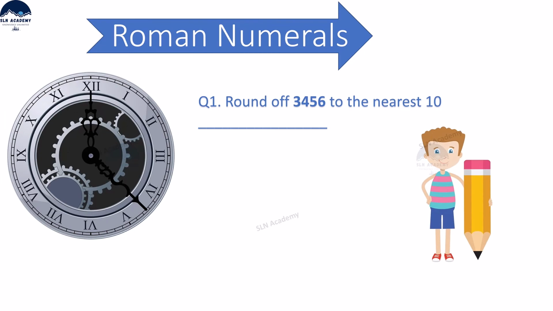Let us move to our favorite session, question time. Question 1. Round off 3456 to the nearest 10. Question 2. Round off 3456 to the nearest 100. Question 3. Round off 3456 to the nearest 1000.